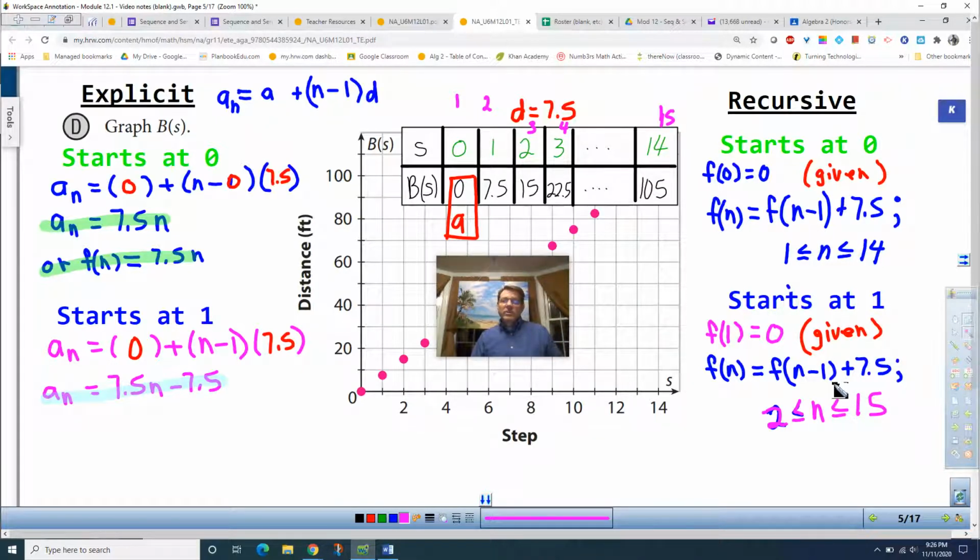The strength of recursive is it's easy to work out because you just keep adding or you keep multiplying. The problem is that if I want the 100th term, I have to do 99 first if I don't know it. The cool thing about explicit is that as long as I know what A and D are, I can figure out the 100th term and skip all the rest of them. It jumps to just whatever you're interested in. With recursive, you have to walk through to get where you're going. So that's explicit and recursive.